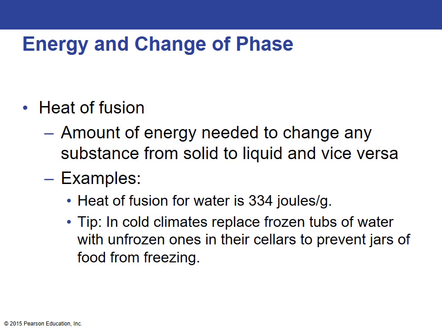Heat of fusion is the amount of energy that you need to change a substance from a solid to a liquid. So the heat of fusion for water is 334 joules per gram, which means it takes 334 joules of energy for every gram of water to change it from a solid to a liquid. So you have to put that much energy in for every gram of water that you have to get from a solid to a liquid.